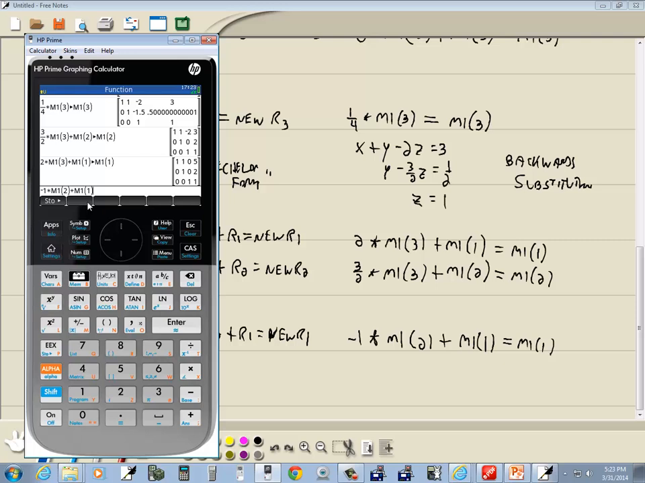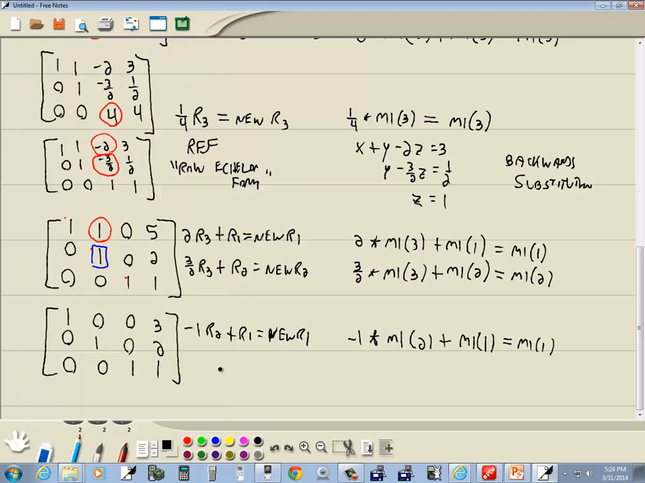Okay, double check that. Okay, it looks good. And then I'm going to store that. So shift EEX, and I'll store that back in matrix 1, row 1. Okay, and you see we get the same matrix as what we have right here.